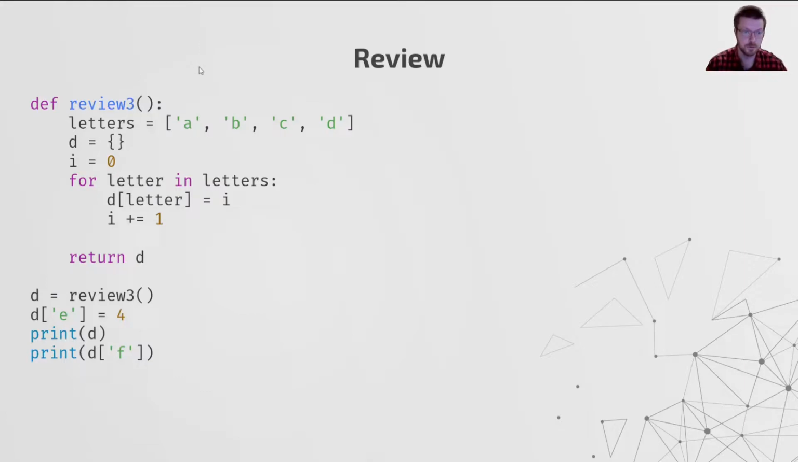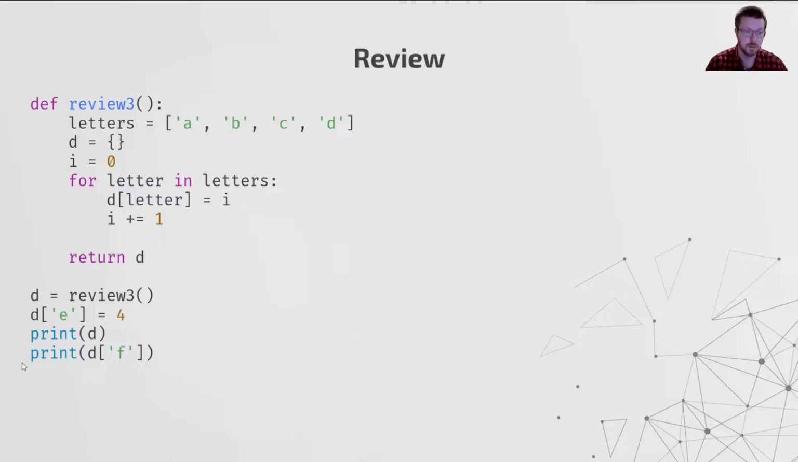One final review script is shown here. At the top, we have a function definition for a function called review3 that takes no arguments. Inside that function, we create a list of letters containing A, B, C, and D as strings. We have d being a blank dictionary and i being the integer 0. As we loop through each letter in our list of letters, we insert the letter as a key in our dictionary and give it a value of i. And each time we go through this loop, we're going to increment the value of i. We then return this dictionary.